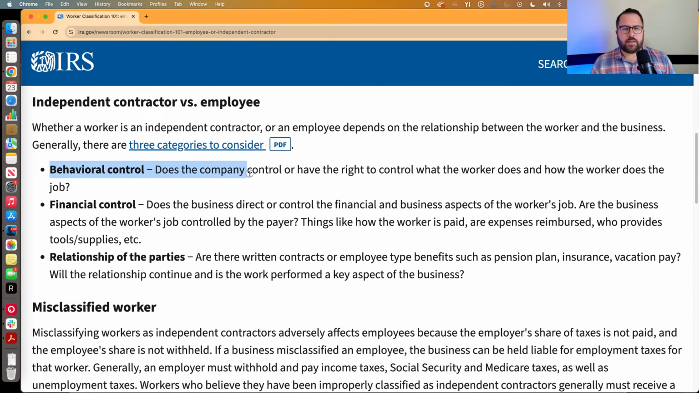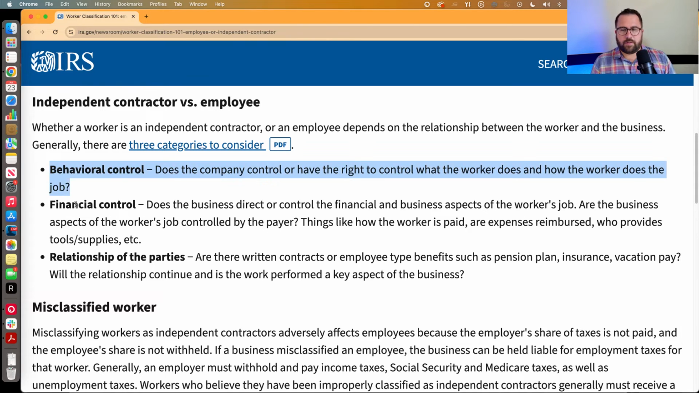Behavioral control. Does the company control or have the right to control what the worker does and how the worker does the job, right? So that's things like, can the worker just work whenever they want, or are there set hours set by the company? Does the company provide the equipment that the individual needs to do their job, or does the worker have all their own equipment? Okay. Does the company dictate where the worker works, or can the worker work wherever they want, whenever they want, kind of thing, right?